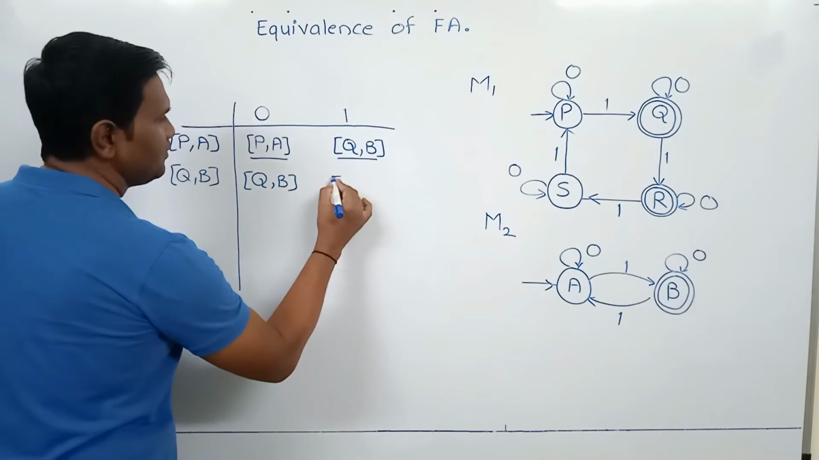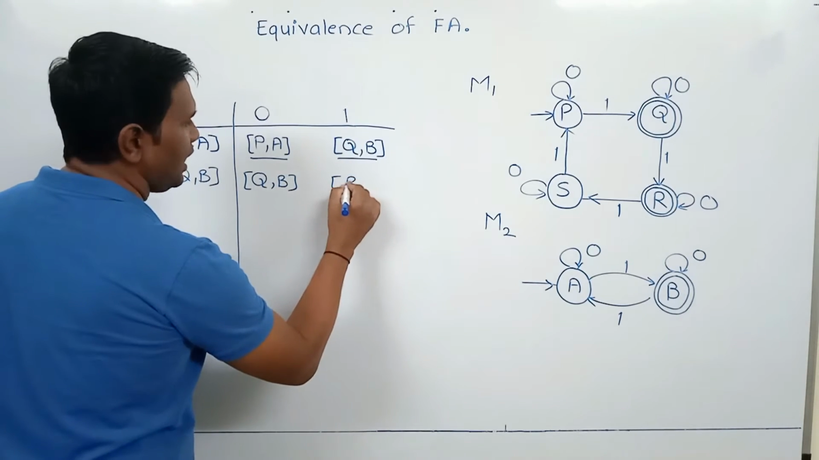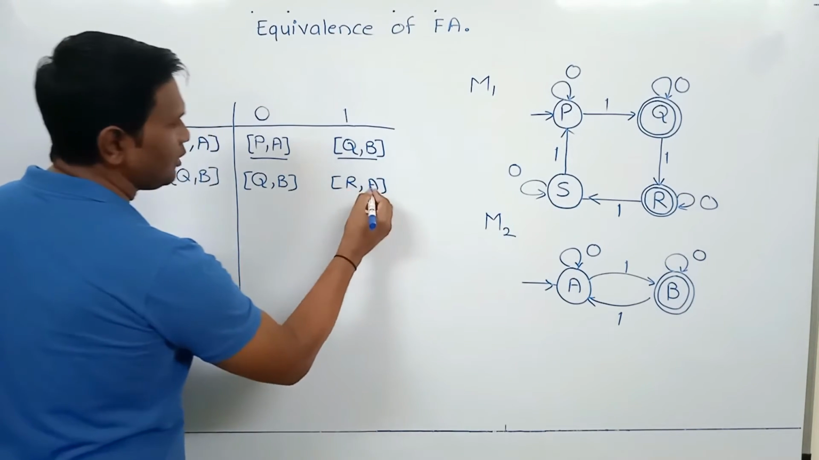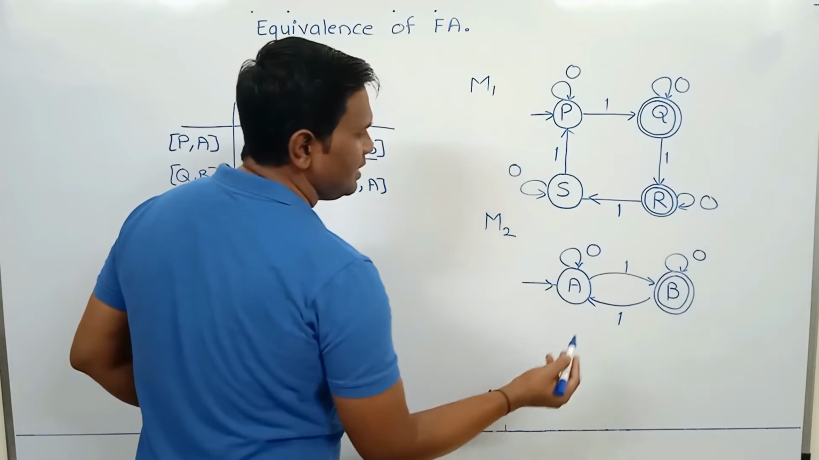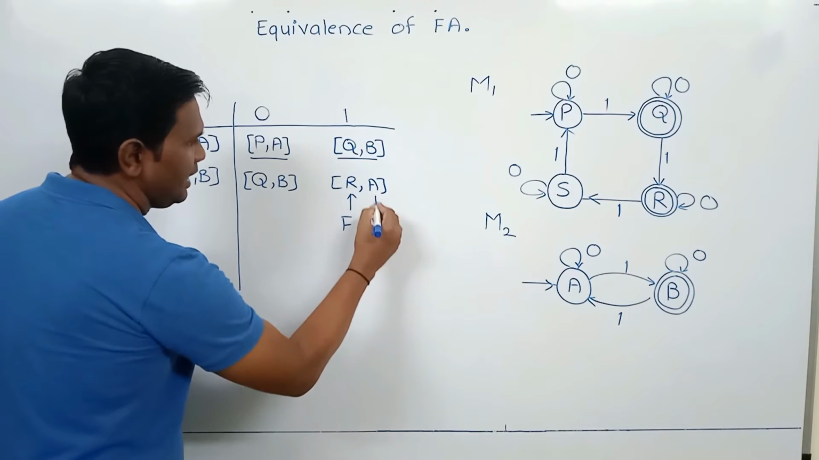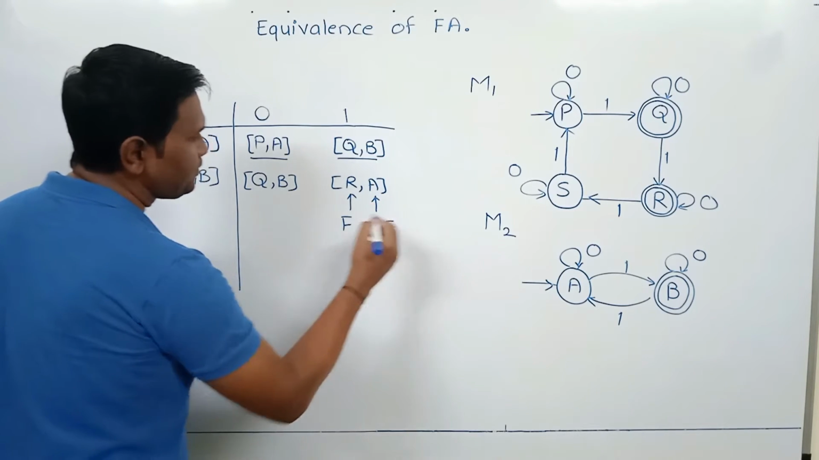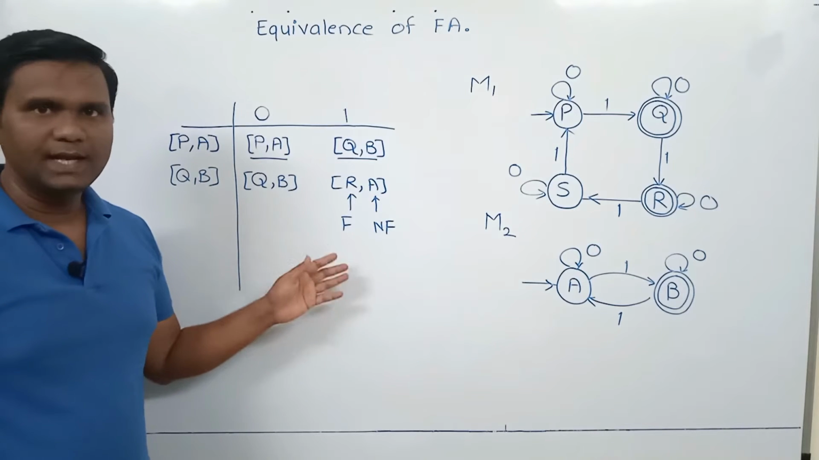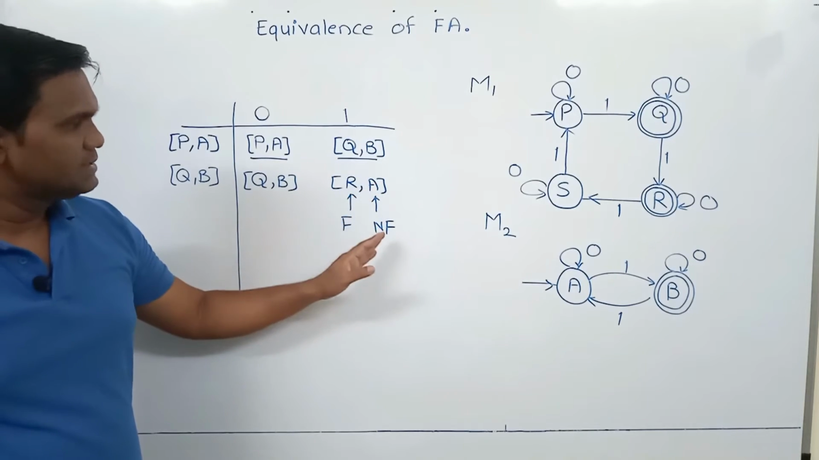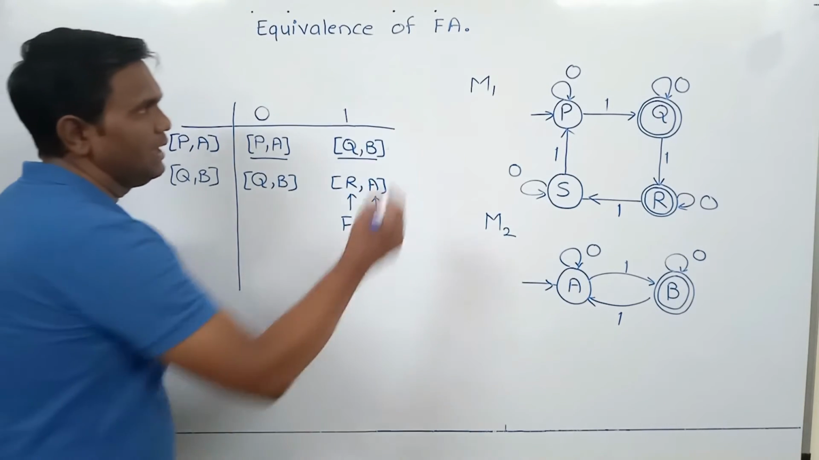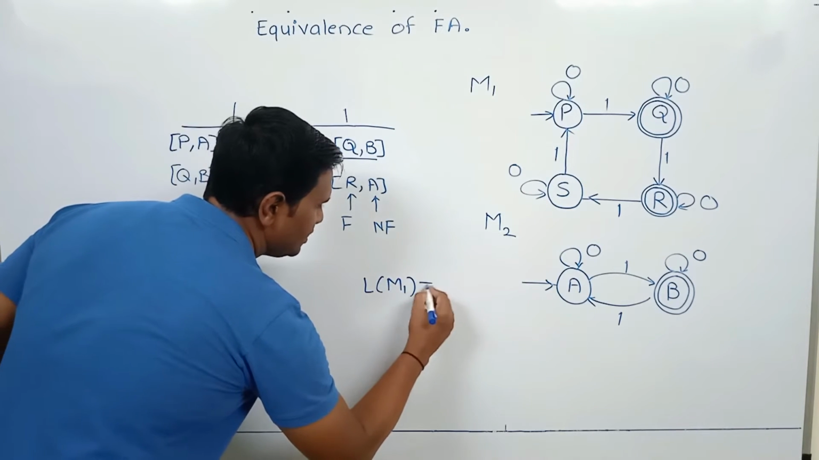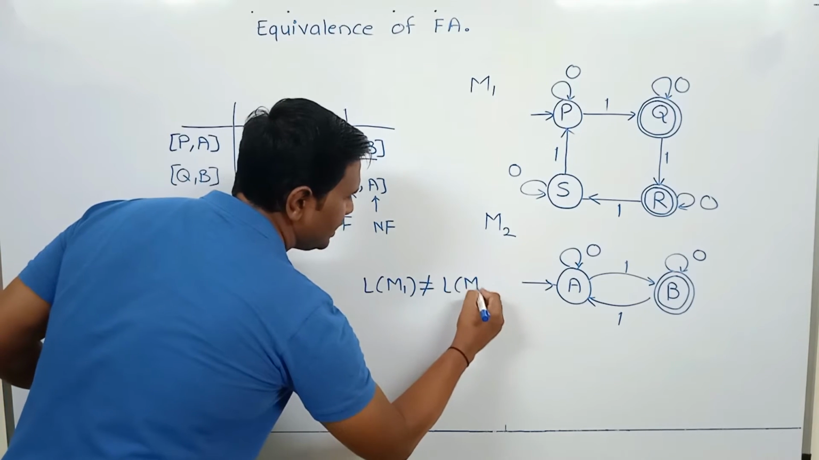Transitions on 1. Q on 1 goes to R. B on 1 goes to A. R comma A. R is final, A is non-final state. So we have found an entry in the table. In this pair, R is a final state, A is a non-final state. So M1 and M2, they are not equivalent. Language of M1 is not equal to language of M2.